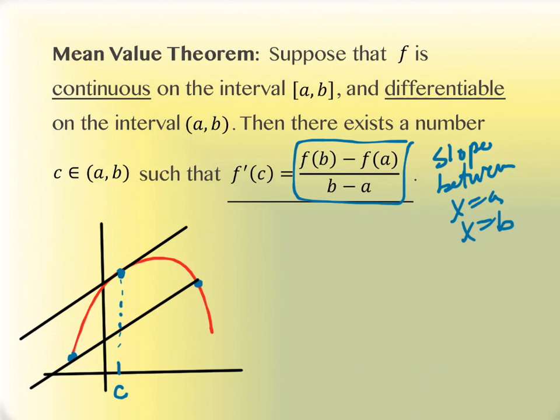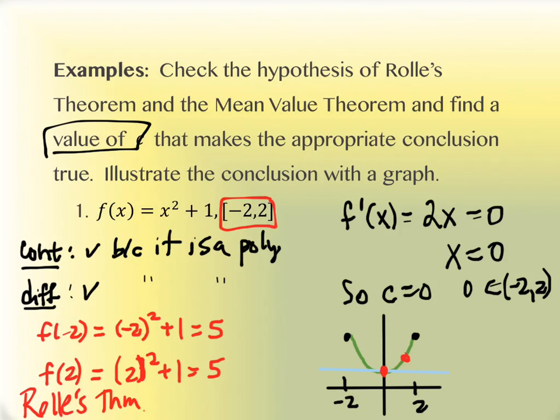All right, let's take a look at, yes. Real fast, it was Rolle's theorem that says the 5 equaled the 5. Yes, that's exactly right. You'll be able to tell if it's Rolle's theorem because Rolle's theorem makes the two function values equal.